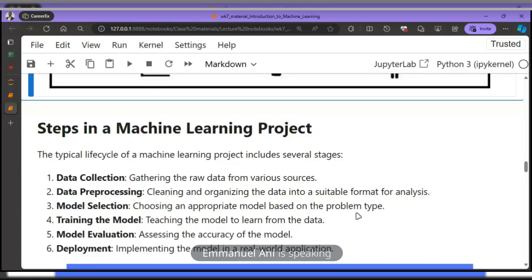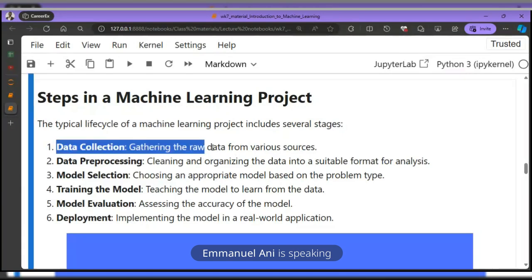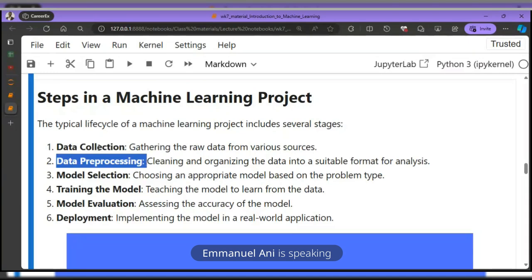Now we're going to look at the steps in a machine learning project. Whenever you have a machine learning project, although we've talked about it initially at the onset of this class, I'm going to look at it again. Now, this is a typical machine learning life cycle. First thing is data collection. You get your data, all right. Second thing is data preprocessing. You can see that we've skipped something.